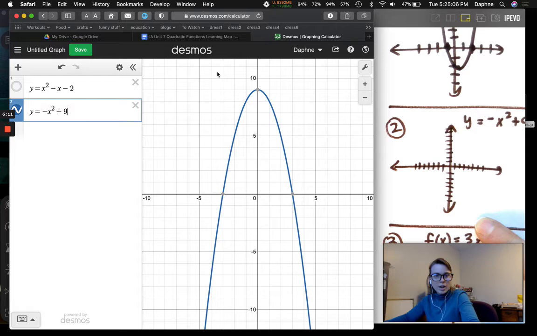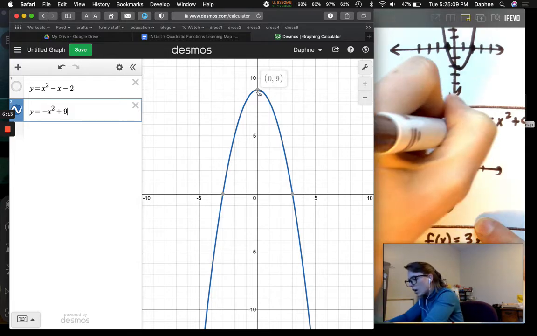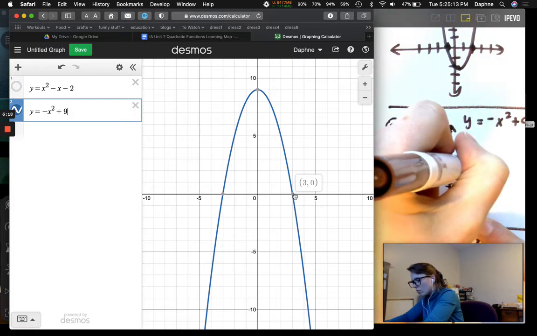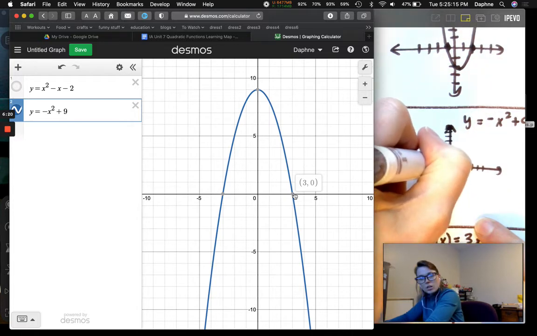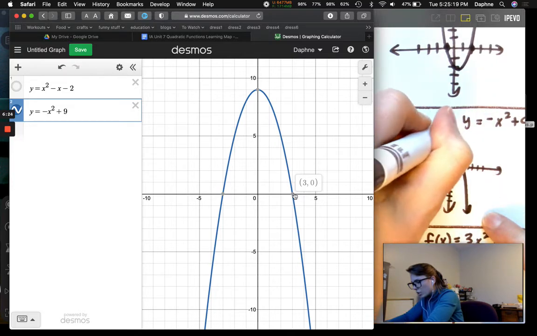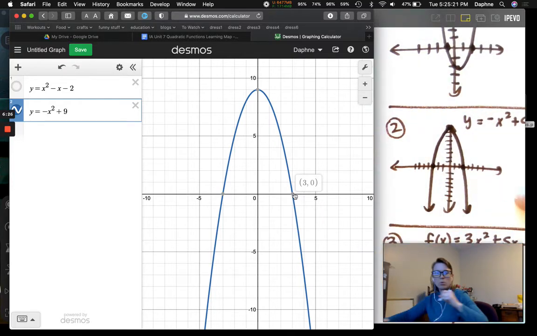So there is a gray point up here at (0, 9). I have also a coordinate at (3, 0) and a coordinate at (-3, 0). And then I will make that curve, make that U shape, that parabola shape, and put some arrows on it.